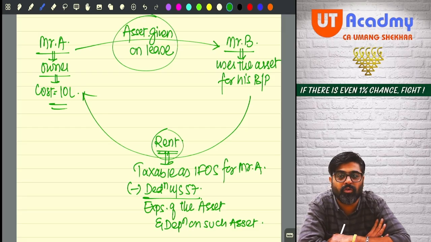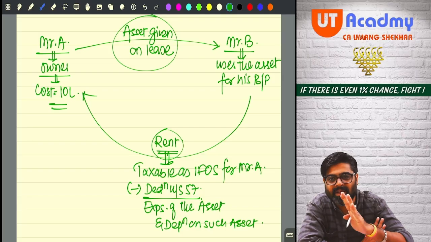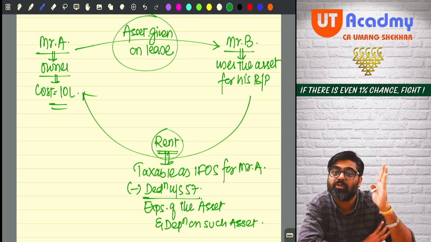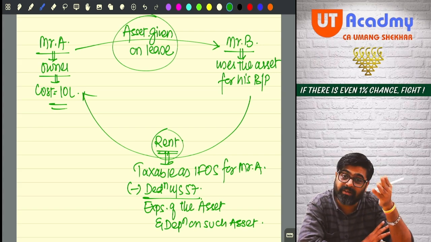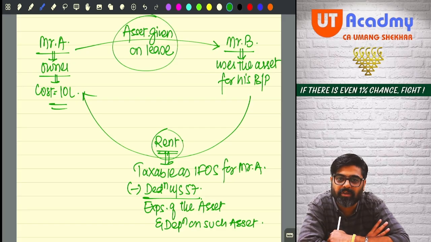Even if Mr. B is using it for his own business or profession, B cannot claim the cost as depreciation. Why? Because B has not incurred that cost. Who has incurred the cost? A. So A is only going to claim that cost in the form of depreciation. But now A is not going to claim it under PGBP because A is not using the asset for his business or profession. But the income of the asset is getting taxed under the IFOS, no? So the cost of this asset will be allowed as depreciation from that income only which is getting taxed under IFOS. Got it, sir?